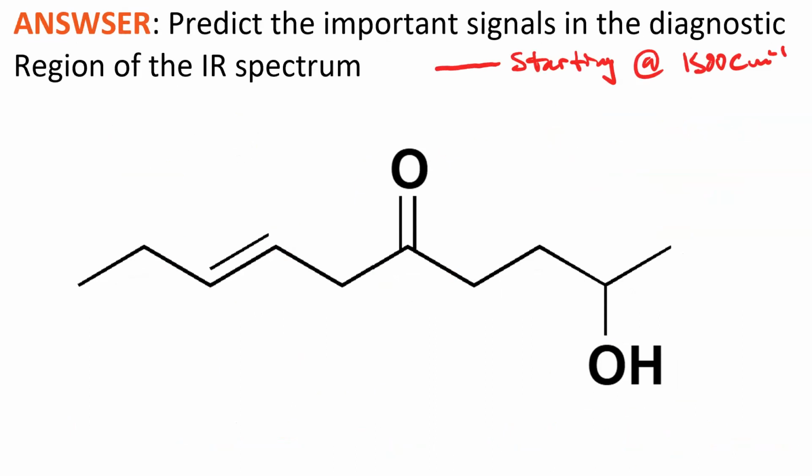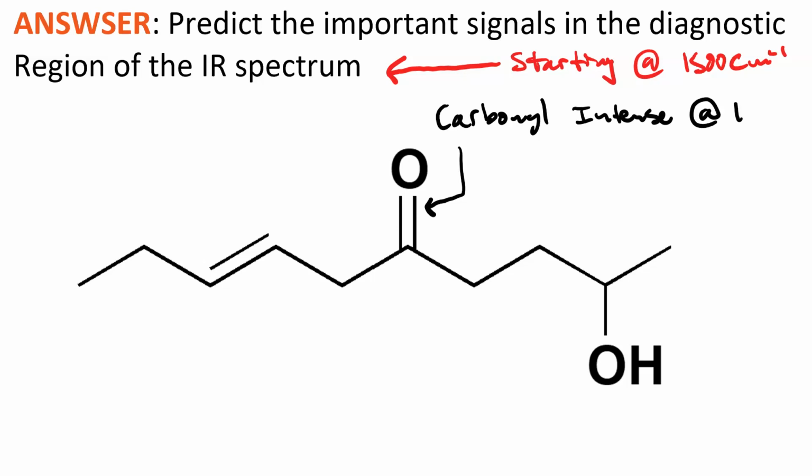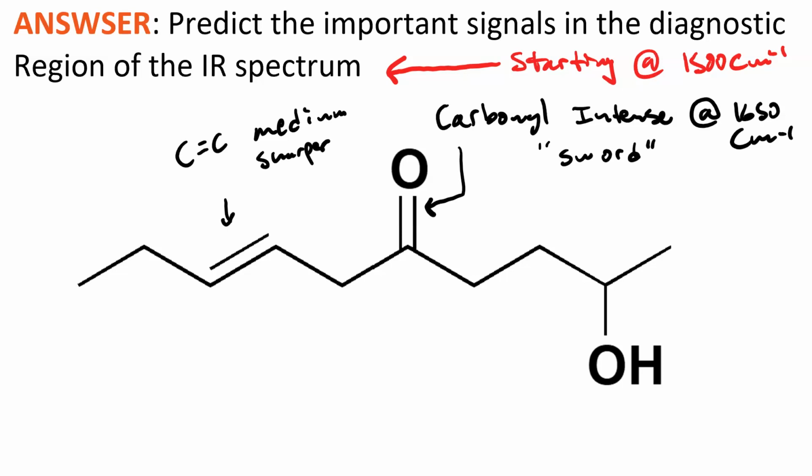Here's my answer, and we'll be starting at 1500 wave numbers and moving to the left at higher energy. That C double bond O is a carbonyl. This one will be maybe our most intense signal. It'll be around 1650 wave numbers. And it looks like a sword. The CC double bond will be medium intensity, and it'll be sharper, and probably around 1600.